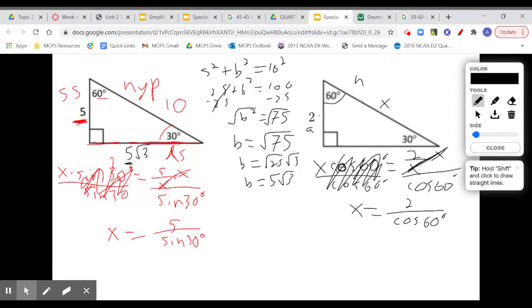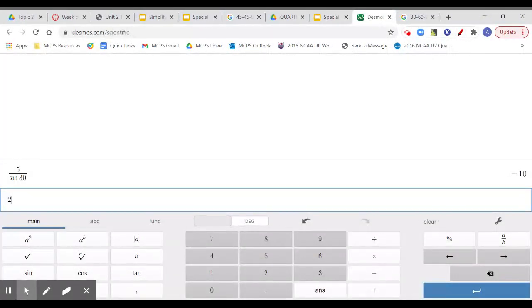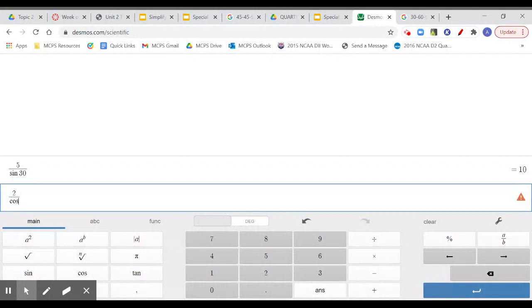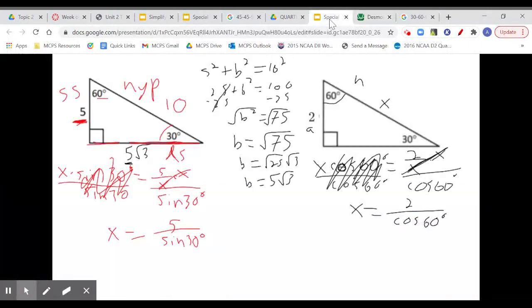Once again, you may not know what the cosine of 60 degrees is in your head. I do. But if you don't, that's fine. Let's toggle over to our calculator and type 2 divided by the cosine of 60. When I do that, my answer comes out as 4. Once again, it's this lovely integer. It's a whole number. So I know the length of my hypotenuse is 4. Again, I'm seeing that it's twice the length of the short side.